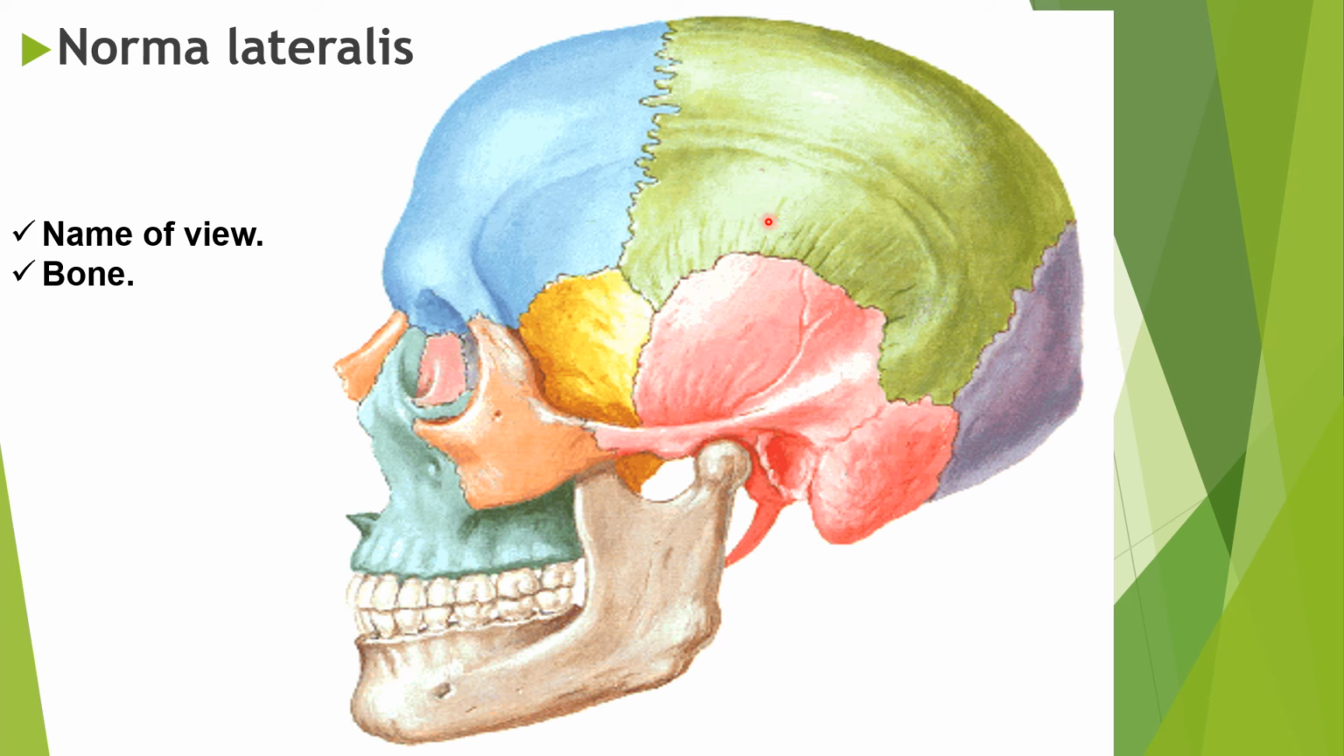The bones you can see in this view: this is the frontal bone, nasal bone, lacrimal bone, maxilla bone, mandibular bone, zygomatic bone, temporal bone, sphenoidal bone, parietal bone, occipital bone. These are the bones found in this view. Now the features of the bones you can see in this view.